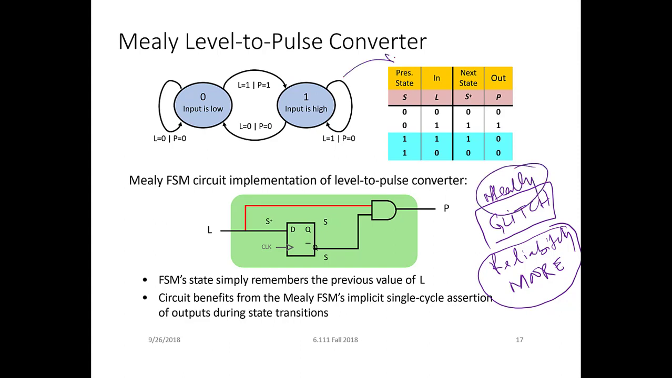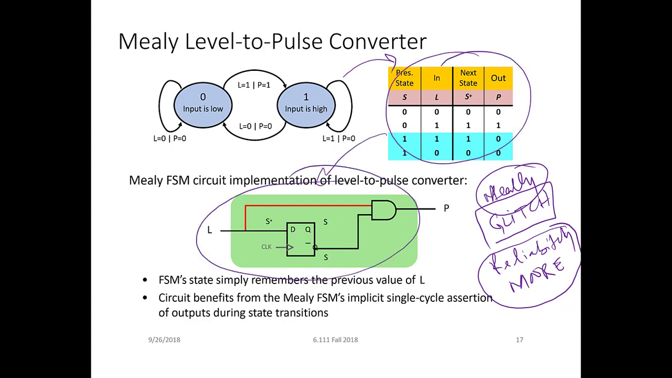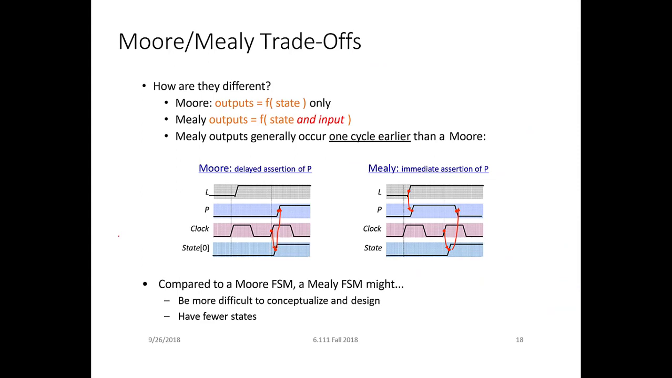Again, we can convert this into this circuit. I recommend you go through this truth table and see how the circuit is generated. So these are the trade-offs of Moore FSM and Mealy FSM. Moore is more reliable, Mealy is faster, one clock cycle faster. Also the number of states is less. But if you want to be 100% sure, then use Moore FSM.